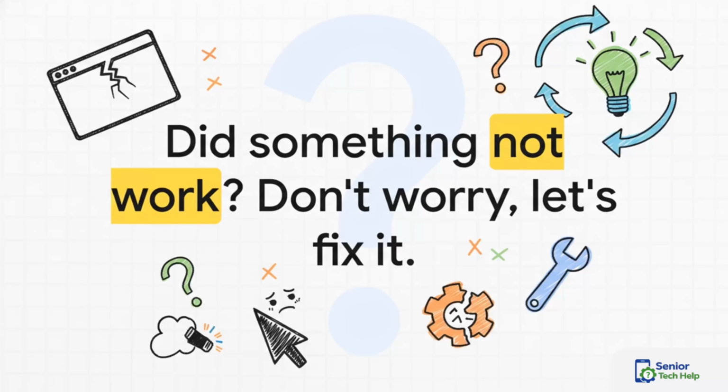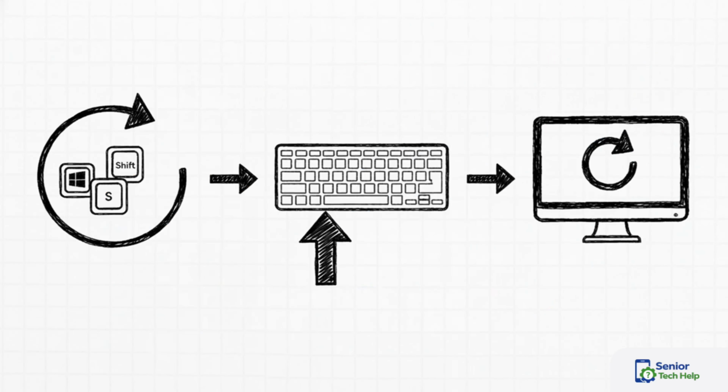Now, we all know that sometimes computers just don't want to cooperate on the first try, and that is perfectly okay. It happens to every single one of us. So if you try to take a screenshot and it didn't seem to work, please don't get frustrated. Let's just go over a couple of simple things we can try. First off, just try that first method again, the Windows Shift S. It's usually the most reliable.